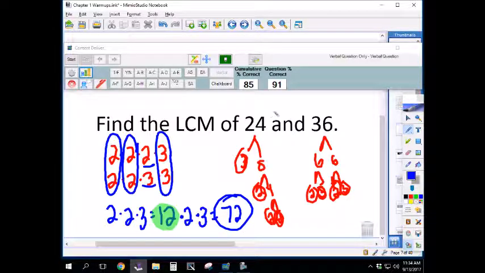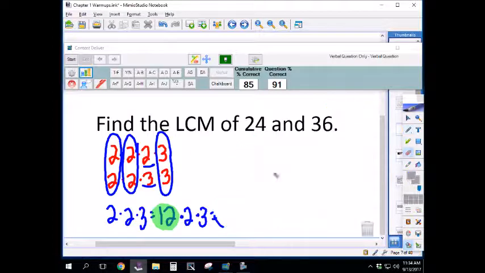Now, for the person that put 24, think about this for a minute. If you said the least common multiple is 24, what's the first multiple of 36? 36. So could you have something in common smaller than 36? No, you couldn't. All right, let's go on to the next one.